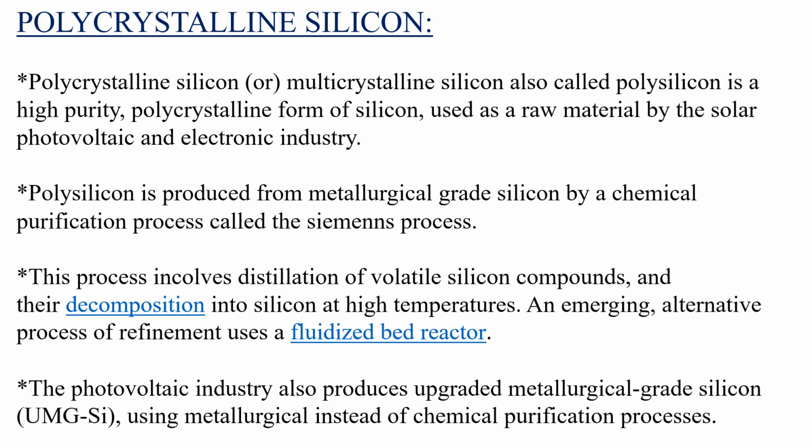Polysilicon is produced from metallurgical grade silicon by a chemical purification process called the Siemens process. This process involves distillation of volatile silicon compounds and their decomposition into silicon at high temperatures. An emerging alternative process of refinement uses a fluidized bed reactor. The photovoltaic industry also produces upgraded metallurgical grade silicon using metallurgical instead of chemical purification processes. When produced for the electronic industries, polysilicon contains impurity levels of less than 1 part per billion, while polycrystalline solar grade silicon is generally less pure.